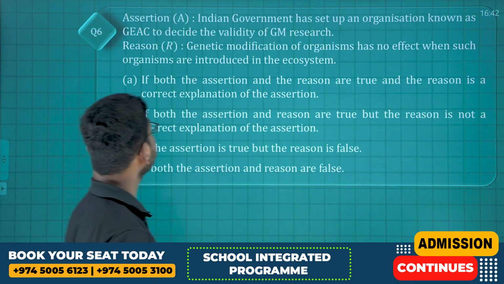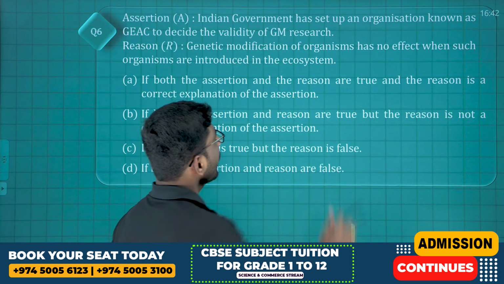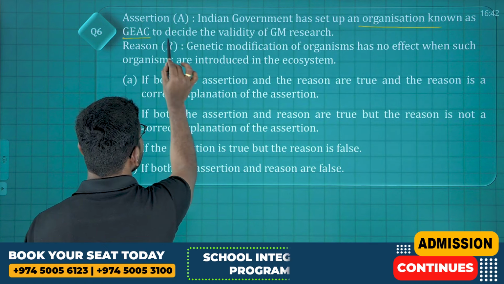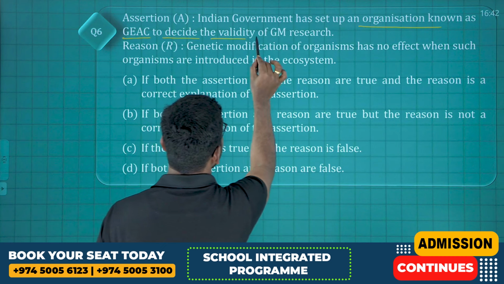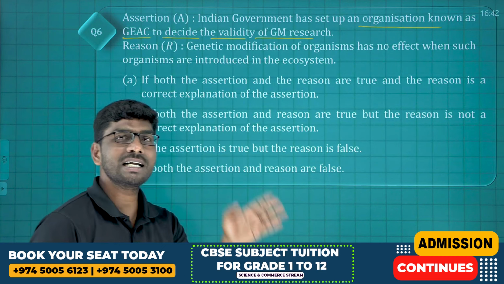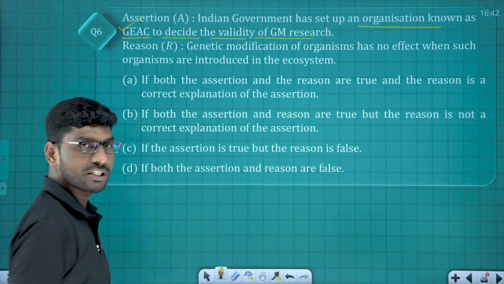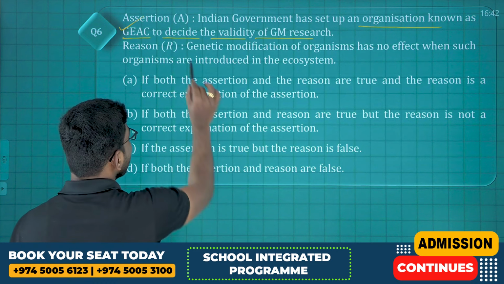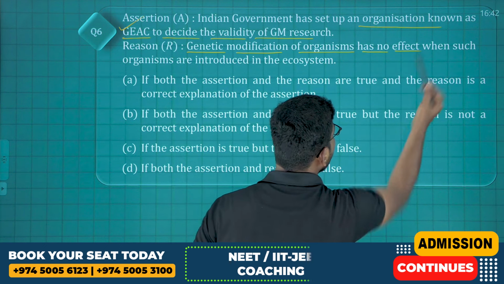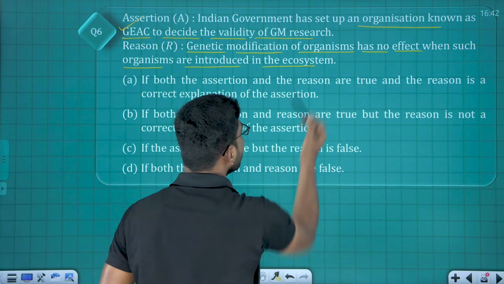Next question is: the Indian government has set up an organization known as GEAC to decide the validity of GM research. GEAC, Genetic Engineering Approval Committee. Assertion statement correct. Next, the reason: genetic modification of organism has no effect when such organisms are introduced in the ecosystem.